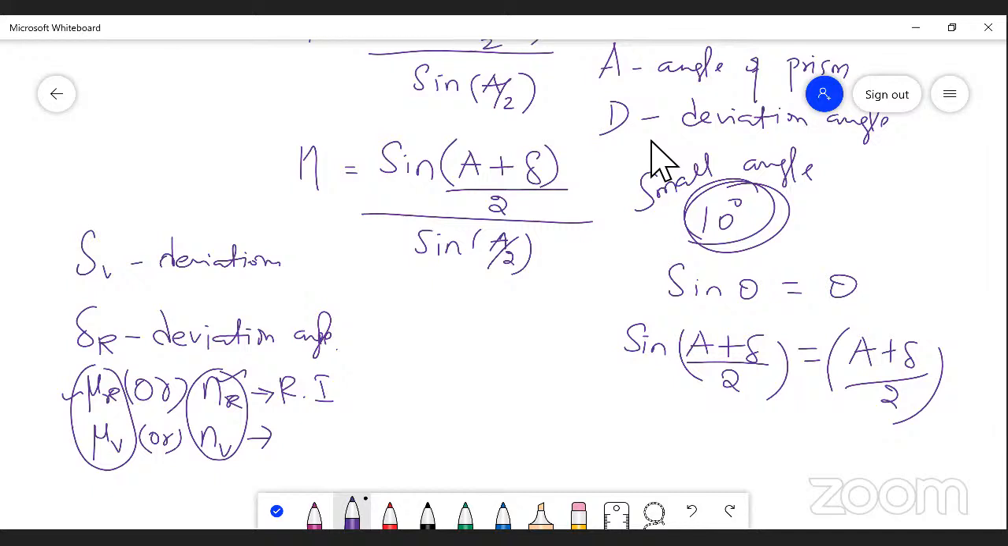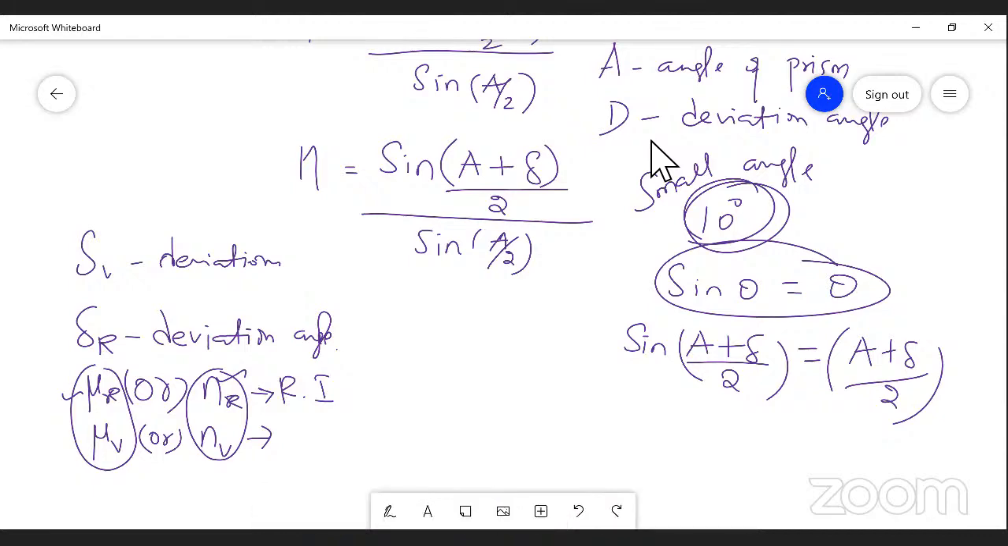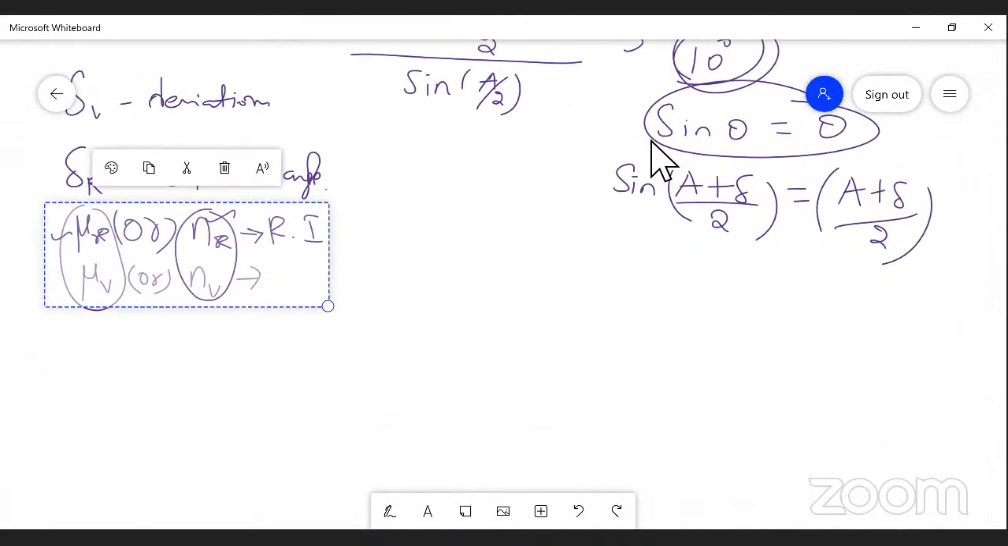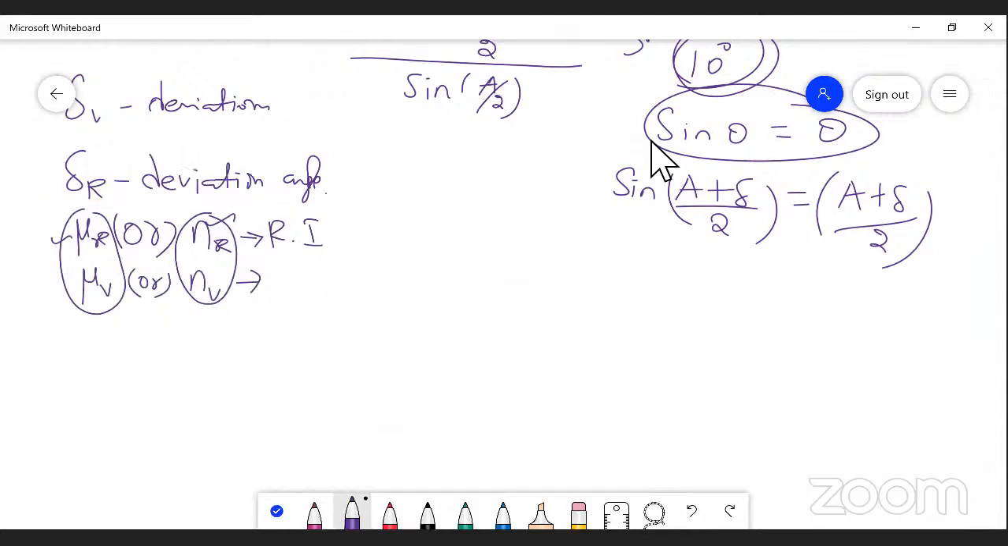Also, mu is equal to sin of (A plus del) divided by 2, whole divided by sin of A by 2. For a very small angle, sin theta is equal to theta. That's why the formula is simplified: refractive index n is equal to (A plus del) divided by 2, whole divided by A by 2, which means sin theta is equal to theta.